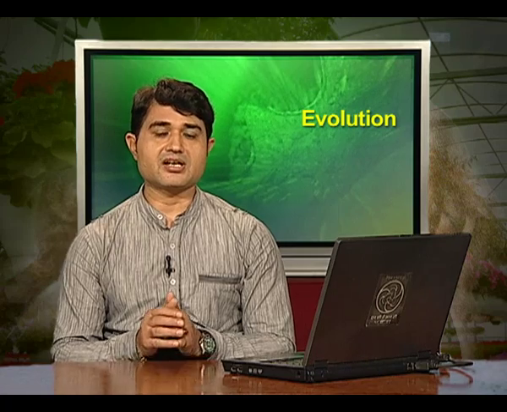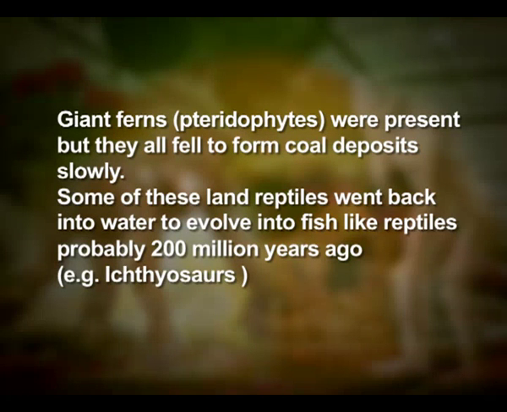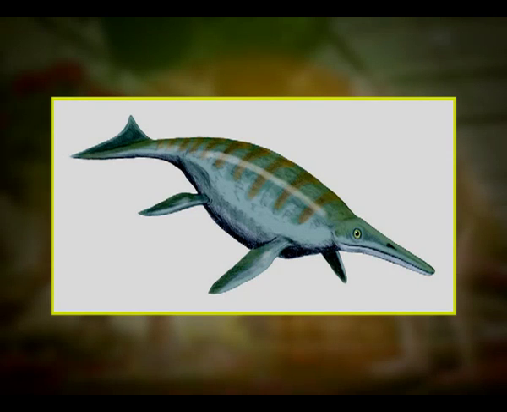The amphibians evolved into reptiles. They laid thick shelled eggs which do not dry up in the sun, unlike those of amphibians. Again, we only see their modern day descendants, the turtles, tortoises and crocodiles. In the next 200 million years or so, reptiles of different shapes and sizes dominated the earth. Giant ferns, the pteridophytes, were present, which all fell to form coal deposits slowly. Some of these land reptiles went back into the water to evolve into fish-like reptiles probably 200 million years ago, for example, ichthyosaurs. The land reptiles were of course the dinosaurs.